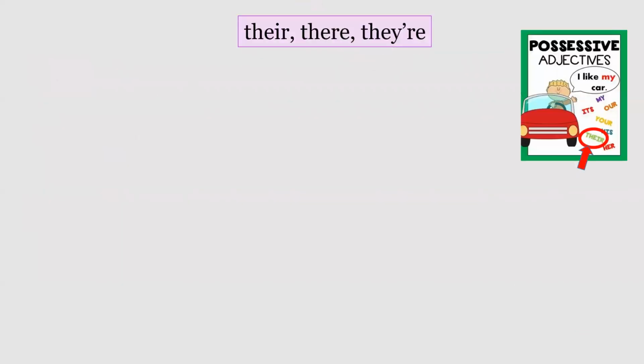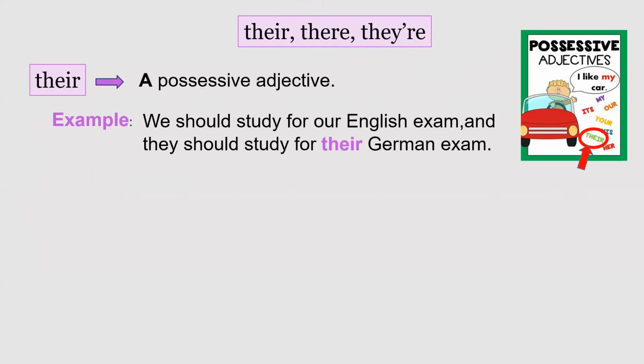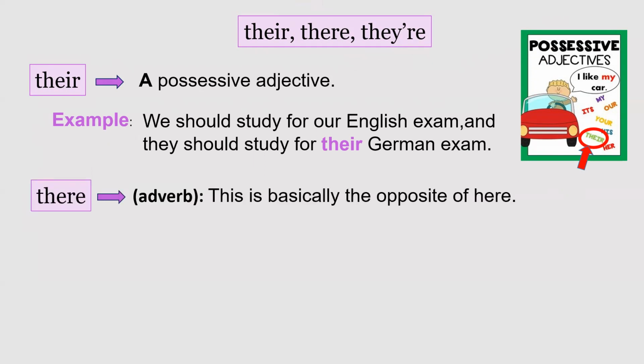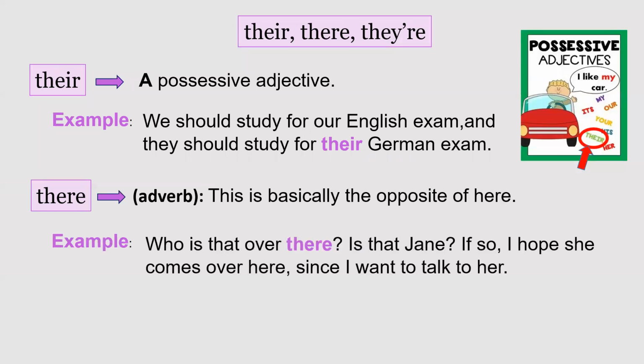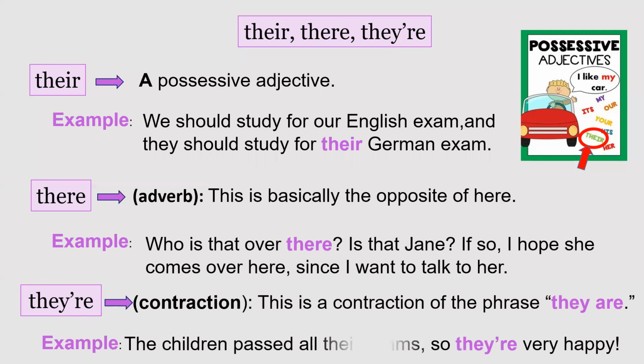Their, there, and they're. Their is a possessive adjective. Example, we should study for our English exam and they should study for their German exam. There is an adverb. This is basically the opposite of here. Example, who is that over there? Is that Jane? If so, I hope she comes over here since I want to talk to her. And they're is a contraction of the phrase they are, short form. Example, the children passed all their exams, so they're very happy.